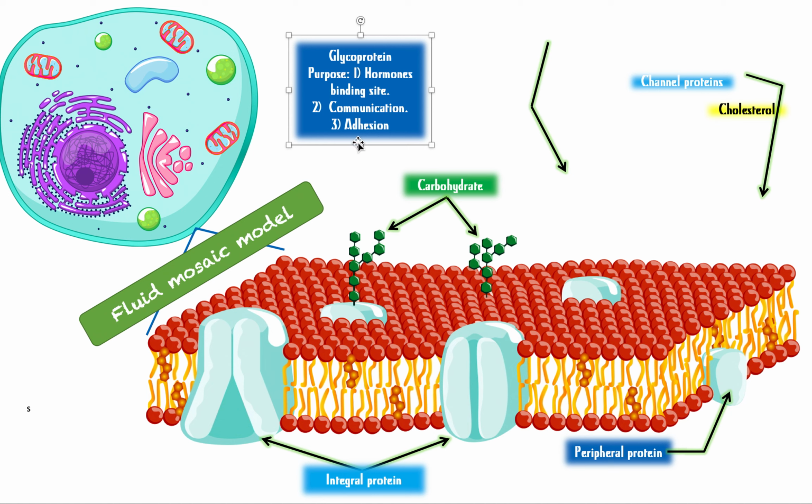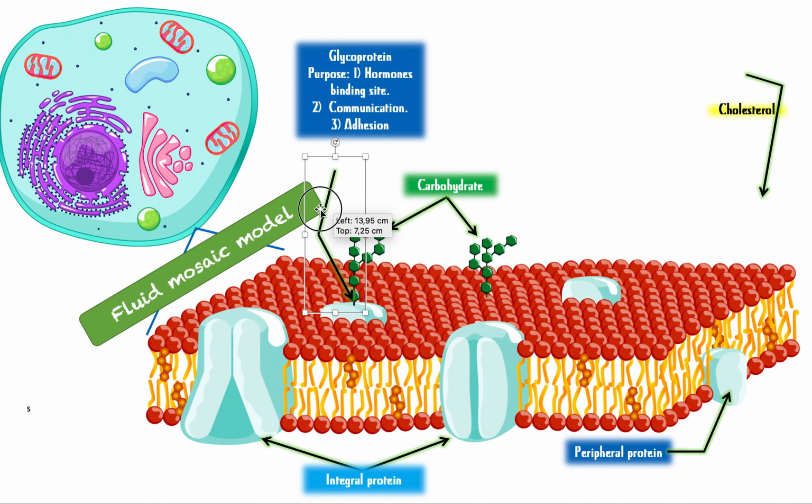So these are the three, you don't need to know much about that. You just need to know that they have these three basic functions: adhesion, communication, and it serves as a binding site for little molecules called hormones, which ultimately have a function in affecting or manipulating the cell and what it does. Let me label this. So this one right here is a glycoprotein. Again, emphasizing, a glycoprotein is a peripheral protein with a carbohydrate chain attached.